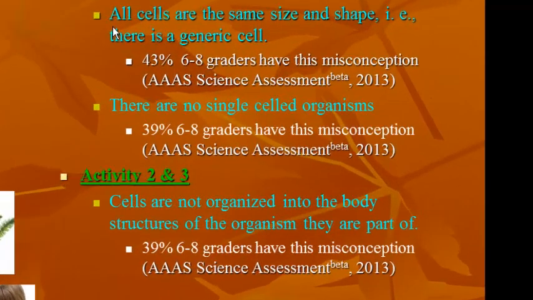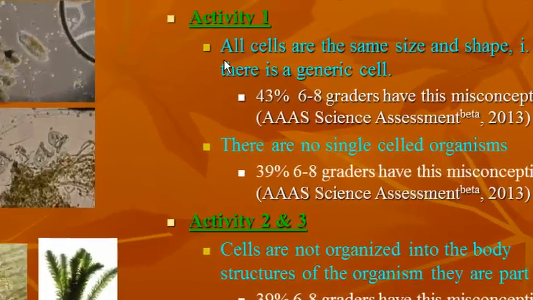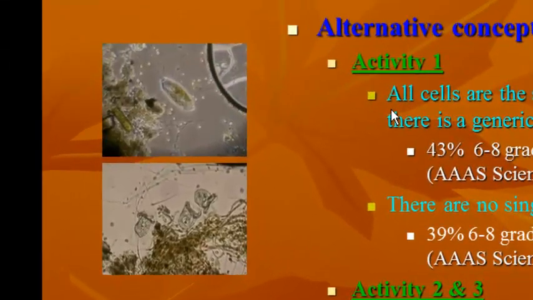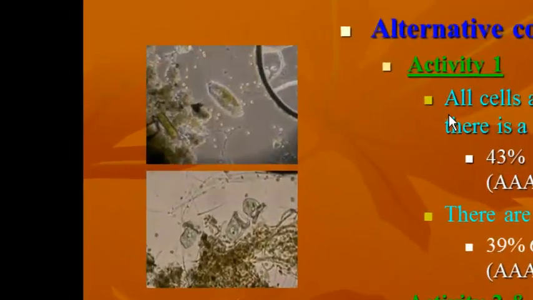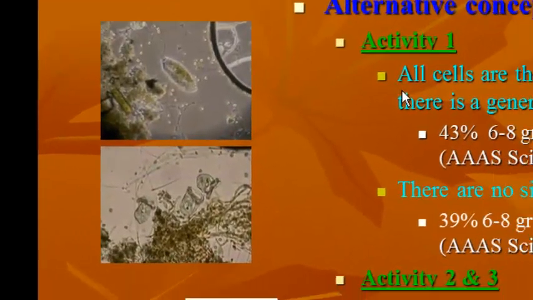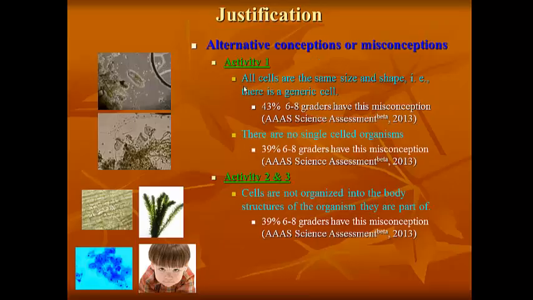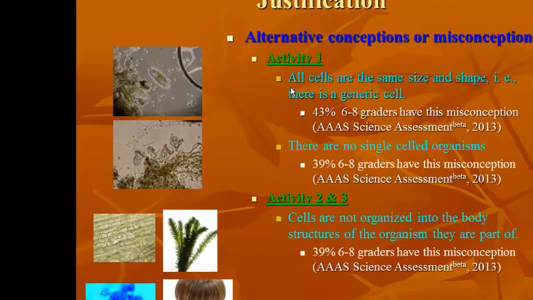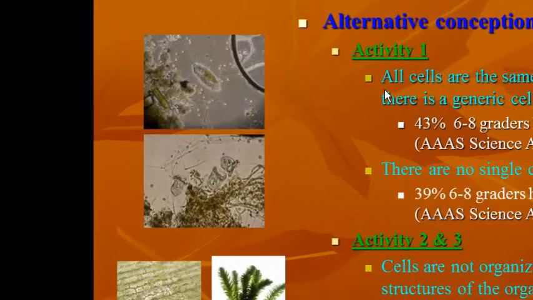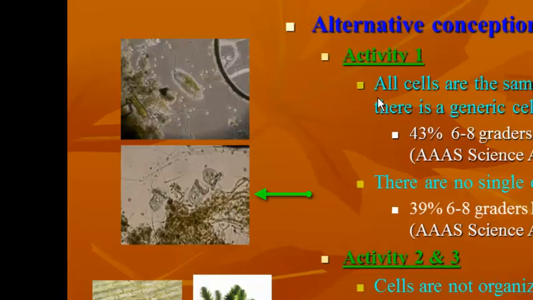Basically, there is a generic cell. But in Activity 1, students got an opportunity to compare different sizes and shapes of cells, such as bacterial cells, protozoal cells, cyanobacterial cells, and other animal cells. 39% of 6 to 8 graders have the misconception that there are no single-celled organisms. But in Activity 1, students have seen single-celled organisms like bacteria and protozoa in pond water under the microscope.